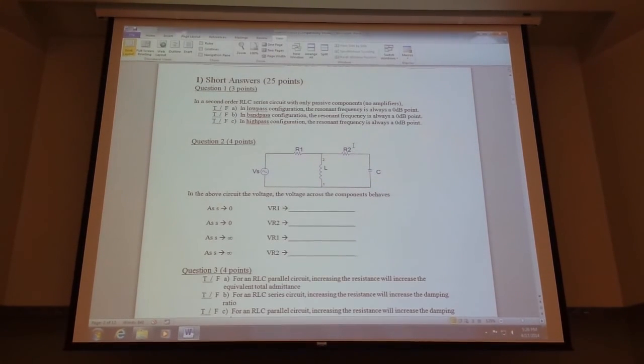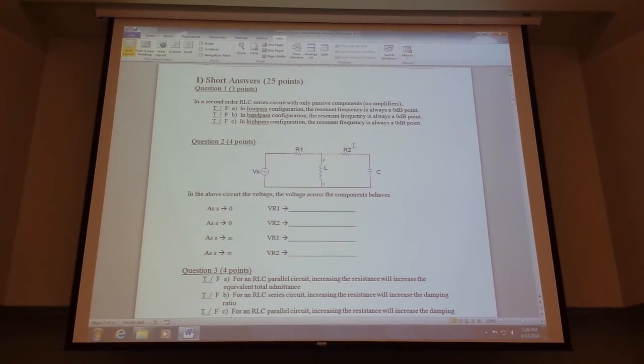V source. Everybody agree with that? Yes. Why? The inductor shorts. If the inductor shorts, what's the voltage across R2 and C? 0. They're comparable to a short, so no current's going through there. And so if that's a short, then all the voltage is across R1. As S goes to 0, then the voltage across R2 is 0.